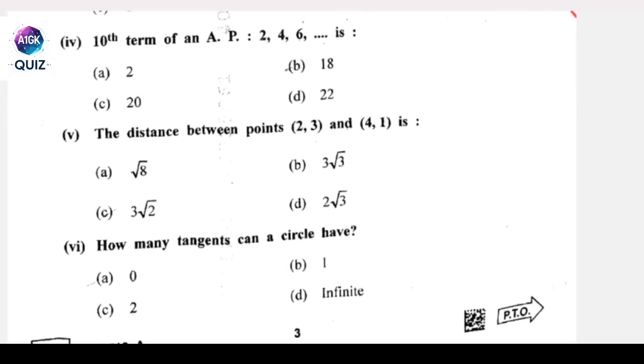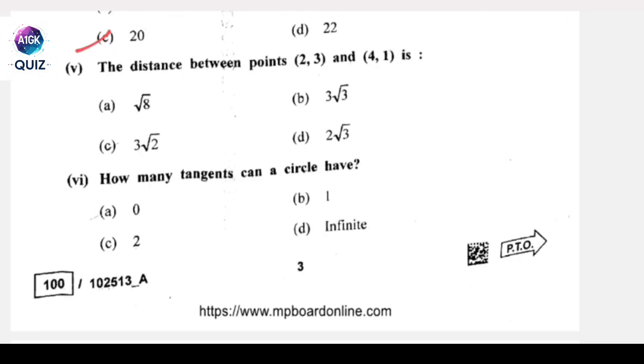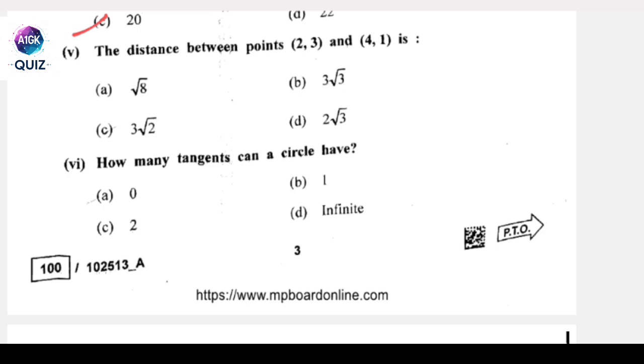After that, the 10th term of an AP 2, 4, 6 and so on. Here the first term is 2 and the common difference is 4 minus 2, that is 2. So the 10th term formula is a plus 9d. When we put the values here, we know that the 10th term is 20.